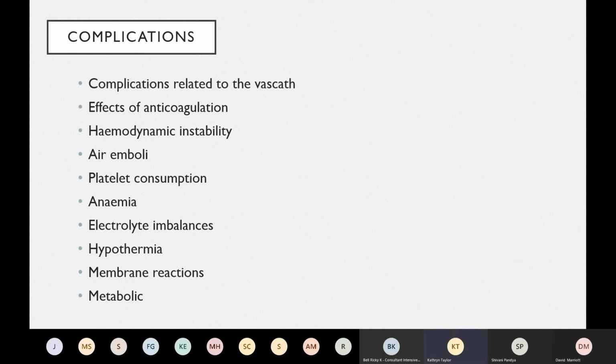And lastly, some complications. So you have complications related to the line going in. They're just our normal line complications, so things like sepsis, thrombosis, fistula, pneumothorax, for example, and pain if the patient's awake. And then you've got the effects of anticoagulation. If they're on unfractionated heparin, then you've got risks of HIT or bleeding.